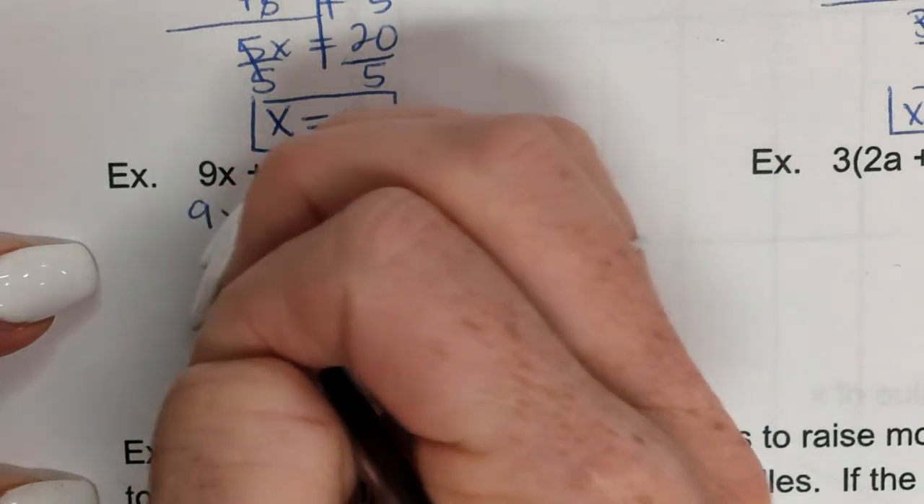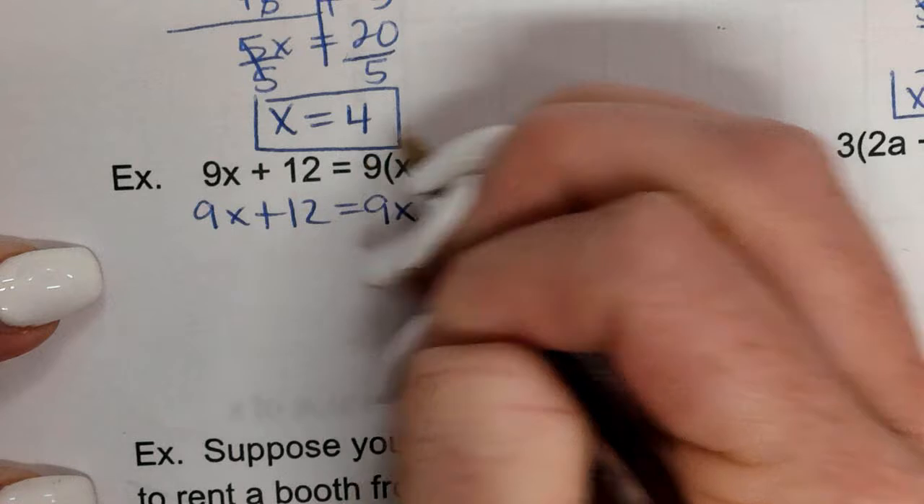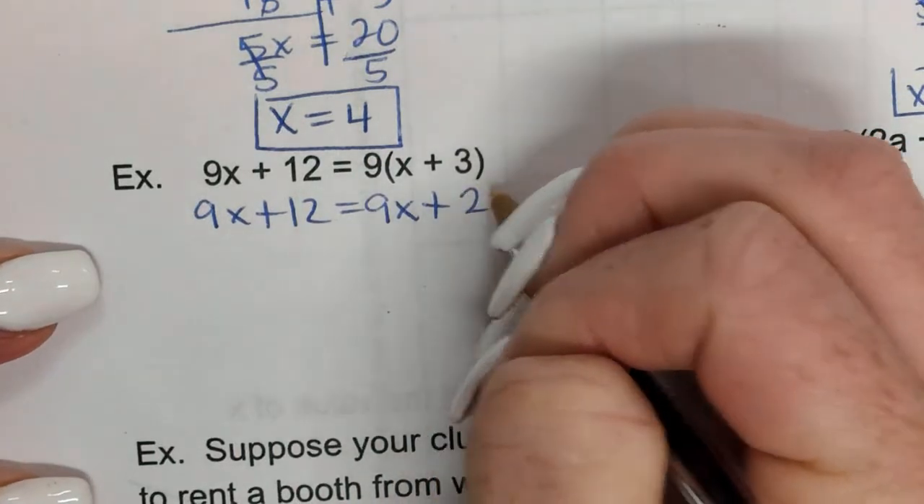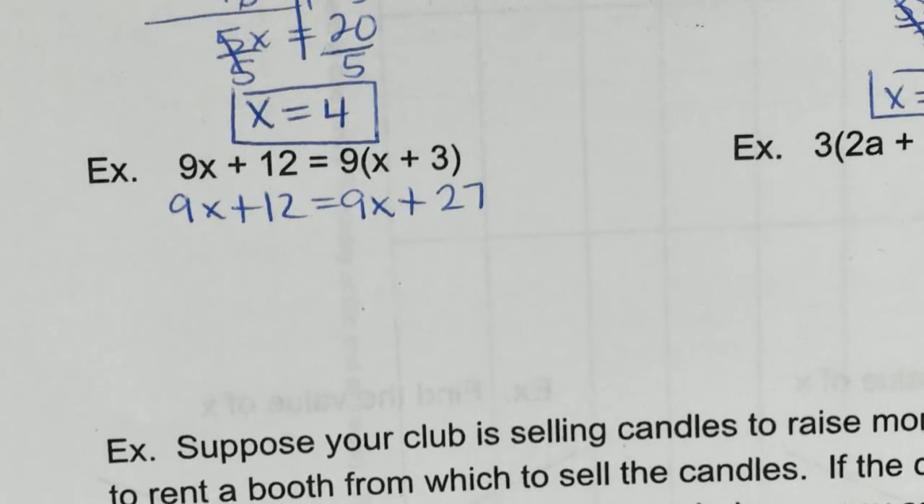I need to do distributive property. So I have 9x plus, what's 9 times 3? 27. Stop and tell me, what do you see? They have the same slope. What is it called when two lines have the same slope? They're called parallel lines. Will these ever intersect?